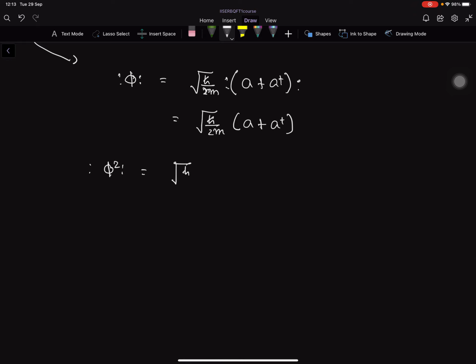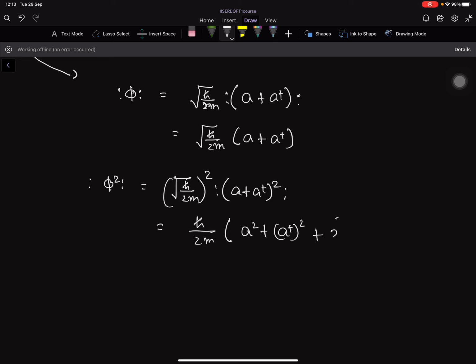Normal ordered phi square is h bar by 2m times normal ordered (a plus a dagger) square. Sorry, this is a square. So this is h bar by 2m times (a square plus a dagger square plus 2 a dagger a). This happens because it is normal ordering, okay, because it's inside the normal order.